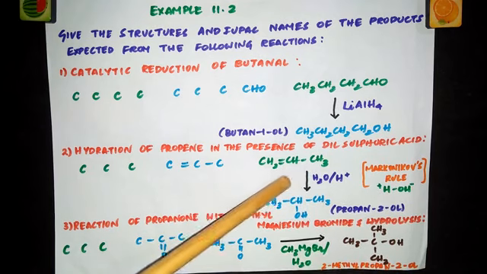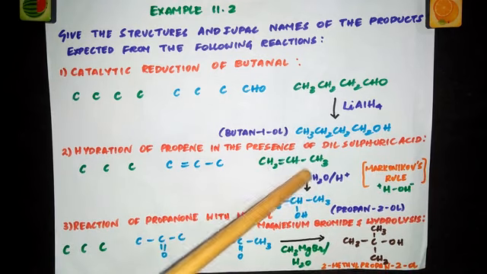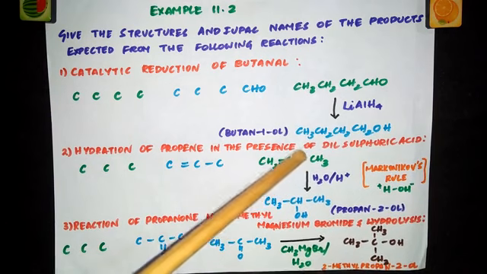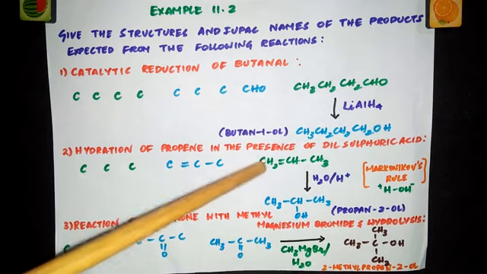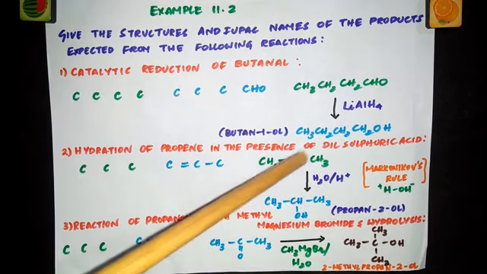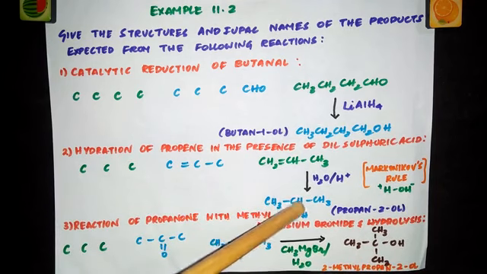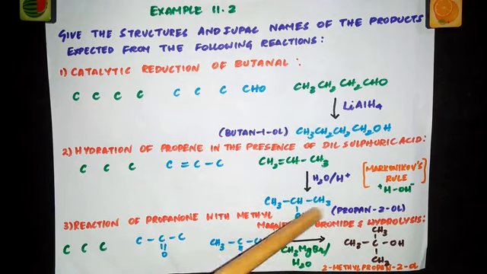See, comparing these 2 carbons, this has H2 and this has H. So the negative part will go to the carbon having lesser hydrogen atoms. So OH will go here. So you're getting OH here and H will go here. So this becomes CH3. So CH3, CHOH, CH3 is the product. So this is nothing but propan-2-ol.